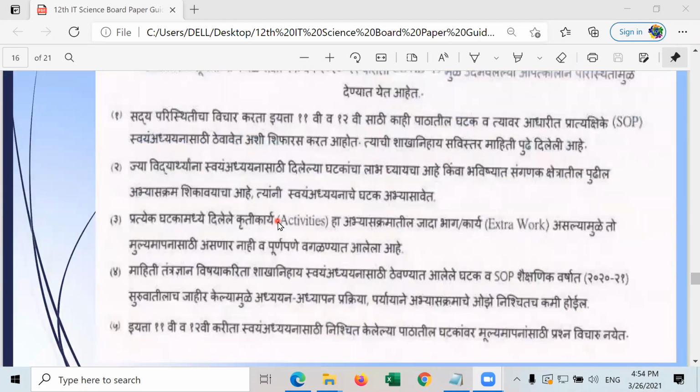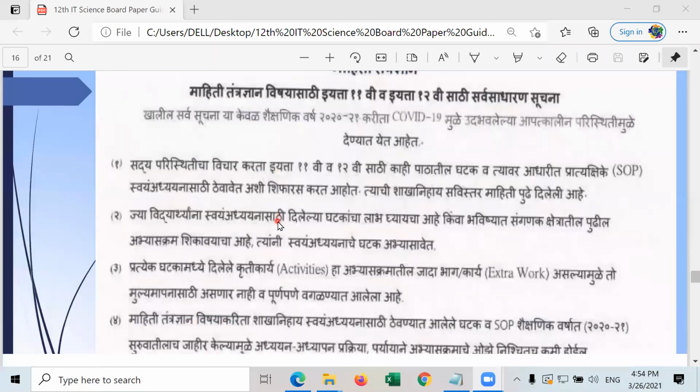Now this slide talks about your IT syllabus. In your textbook, you will find this part, activities, extra work. You do not have to study this part for your IT exam. At the end of each chapter or somewhere in your textbook, you will find these sections like activities, extra work. You do not have to study those sections, because whatever information is given in those sections will not be asked in the IT online exam. Okay.